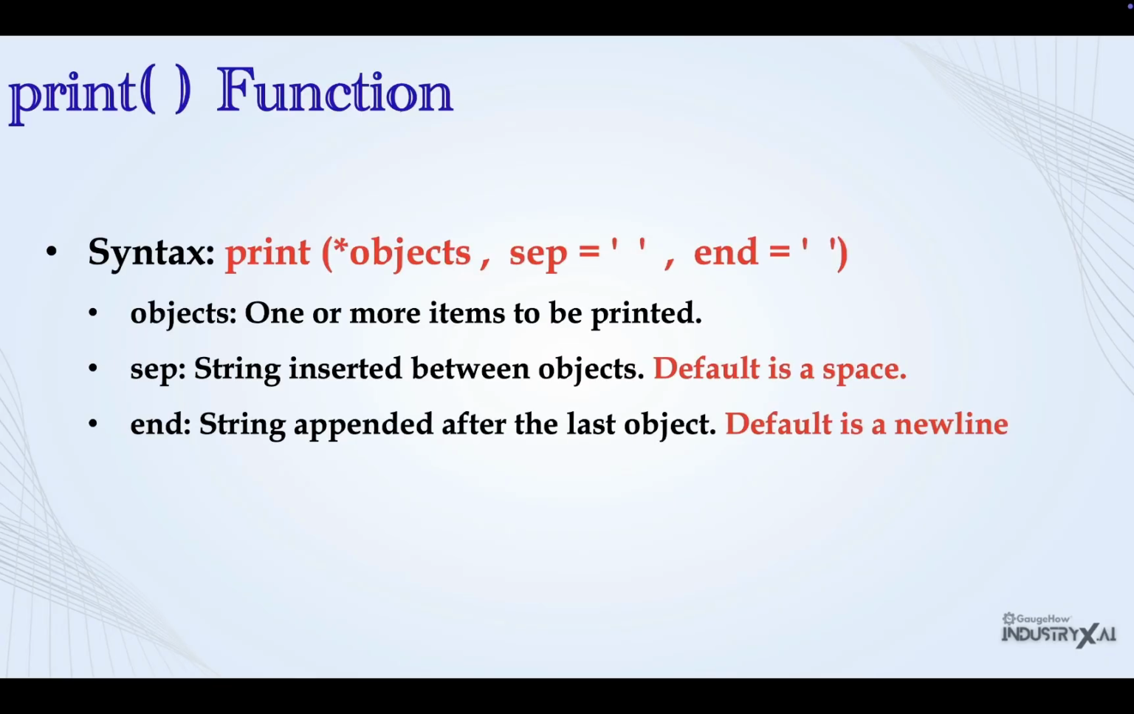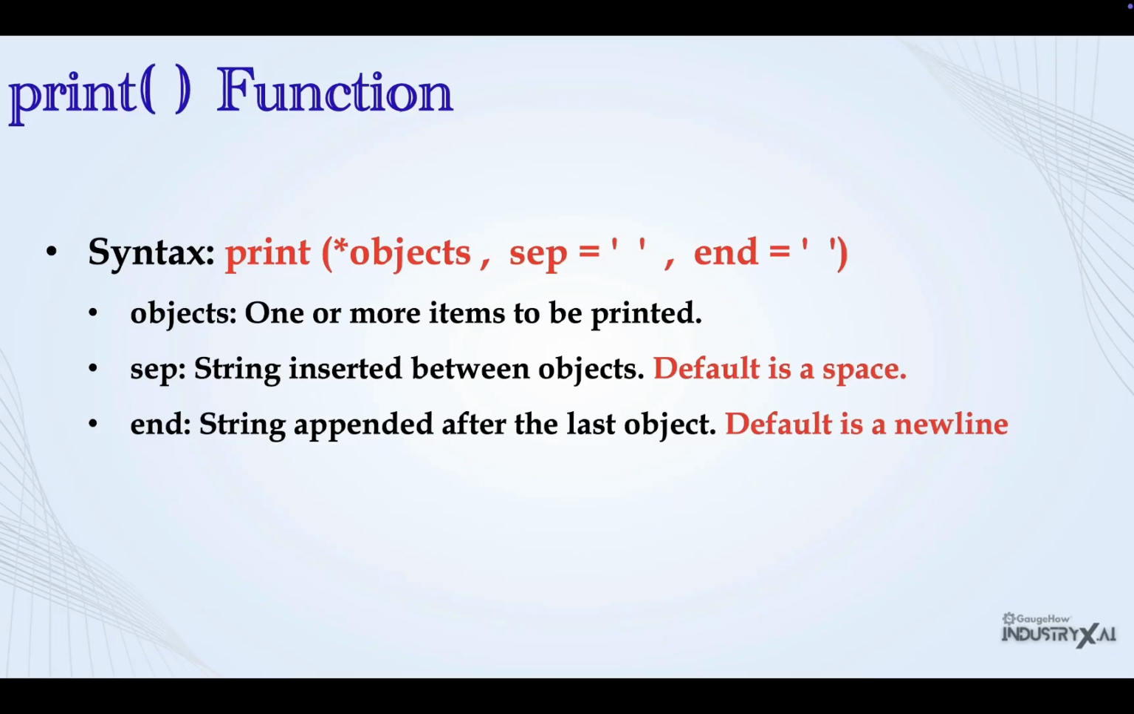Python uses the print function to display output to the user. Now the syntax of print is as you can see on the screen. First you need to type print. Within round brackets, you can provide three different values. First is object. Object refers to the one or more items to be printed on the screen. Second is the separator, and for that you need to type sep equal to, then within single quote or double quote you can insert the object with which you want to separate the multiple objects, and the default value is a space.